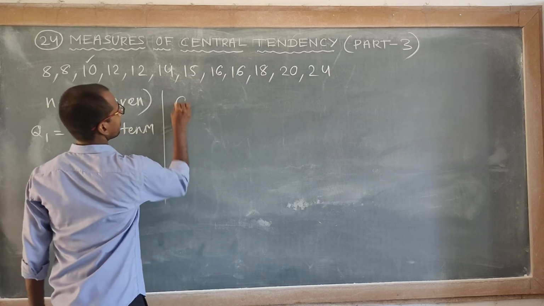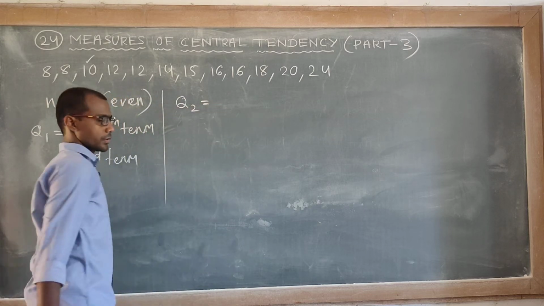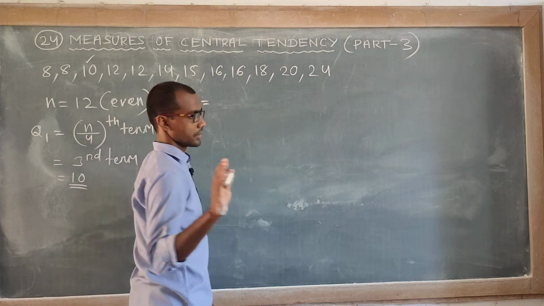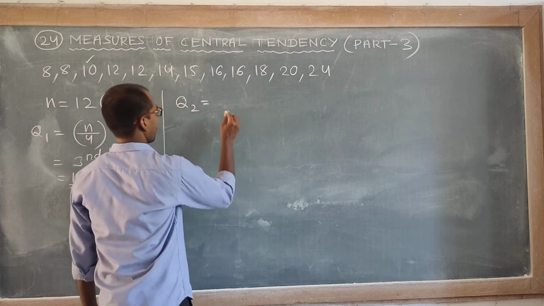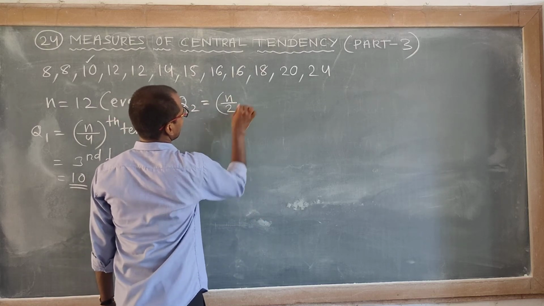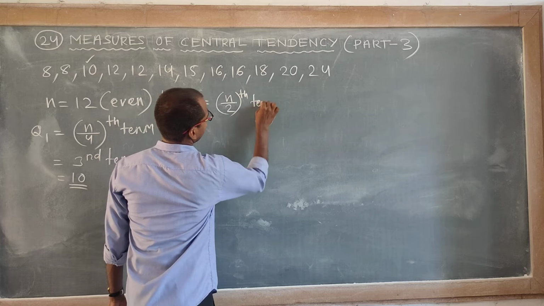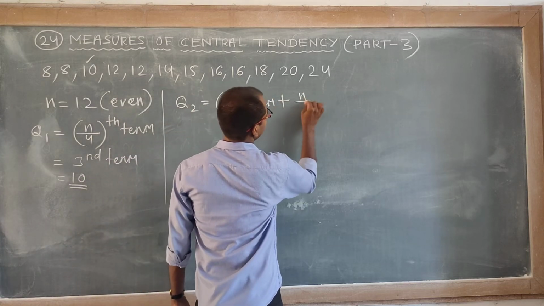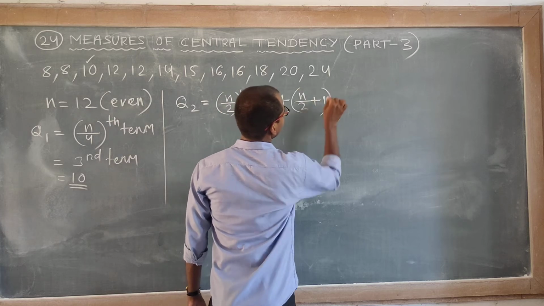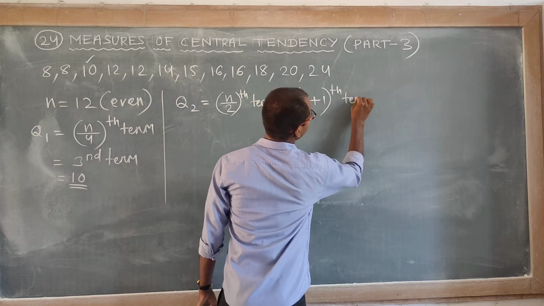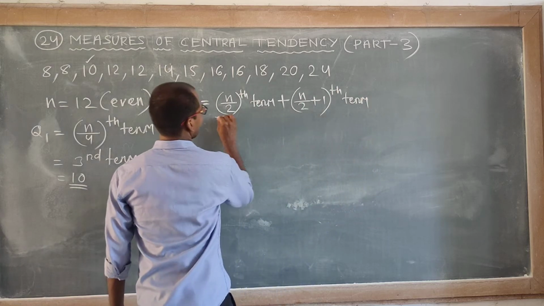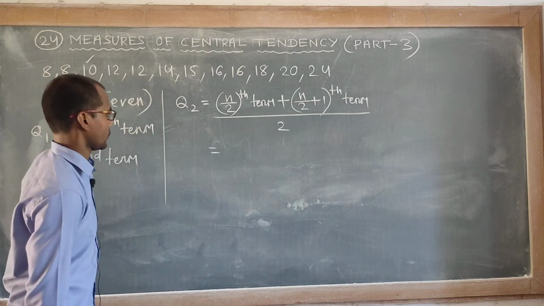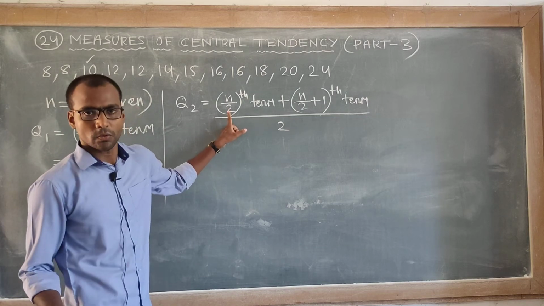Q2 is equal to, even means n. Okay. Even means n. Then median means 1 by 2. Combining these two, we get n by 2 term plus n by 2 plus 1 term, divided by 2. Simply do not take n by 2 term.